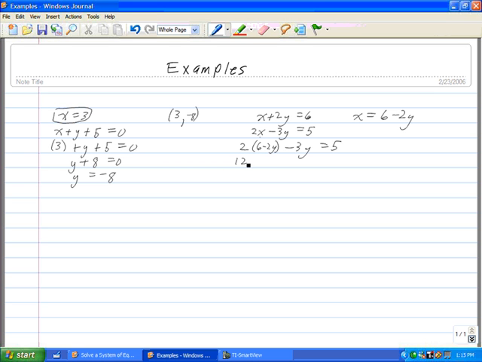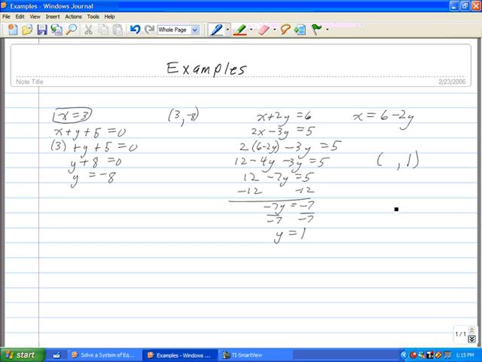2 times 6 is a 12, minus 2 times 2 would be a minus 4y, and the minus 3y that was already there. Combine like terms, subtract off the 12, divide by negative 7, and I know what y is. And again, remember, with these systems of equations, a solution is an ordered pair, as in two values, an x and a y.